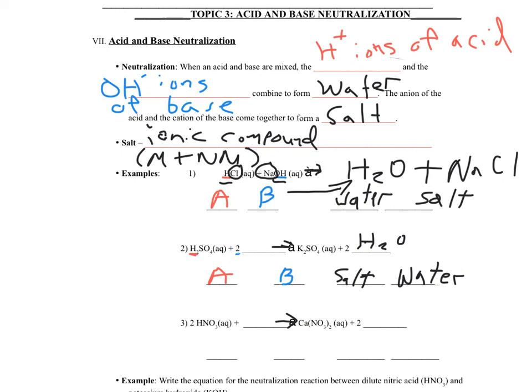So if I want to have 2 K's on the right-hand side, that means all I have to do is put just a regular old K. Because now I have 2 K's on the left-hand side of the equation, and I have 2 K's on the right-hand side. So the potassiums are balanced now.